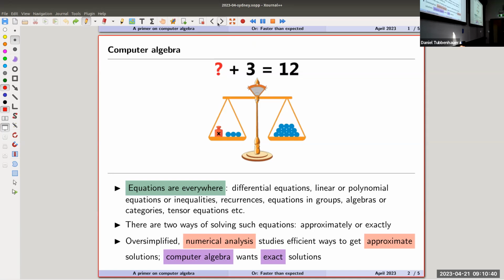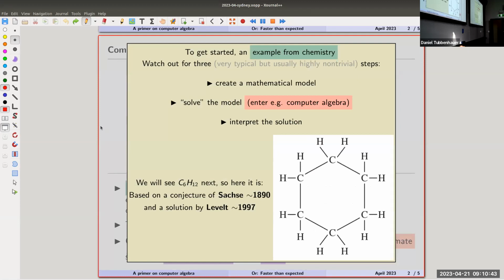And I would like to start with 3 examples which we do live. One of them is chemistry, because who doesn't like chemistry? A really fabulous example of how computer algebra can be used in various fields. And then I have representation theory for you, which is some very easy representation theory that you can follow even if you don't know what a representation is.